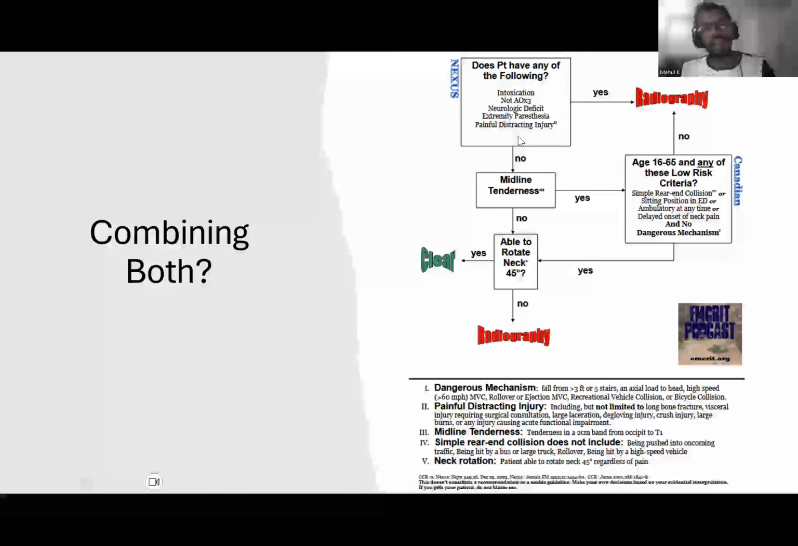Again, if your NEXUS is completely negative, you ask the patient to rotate the neck, and if it is clear, then you can stop. But if anywhere it is abnormal, then you go for radiography. Now the disclaimer here is that there is no actual study looking at combining NEXUS and the Canadian C-spine rule. Its logic is that by combining both rules, you'll be able to image fewer people. So it's something to think about. That is why I have included it here.